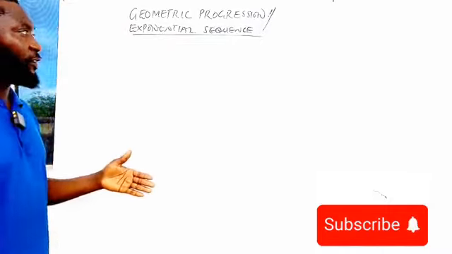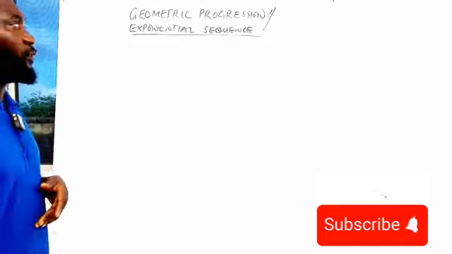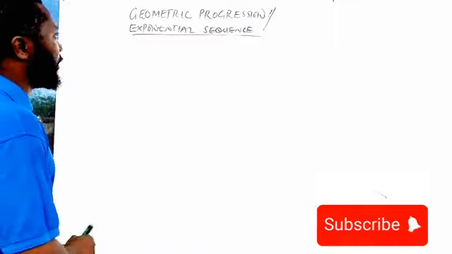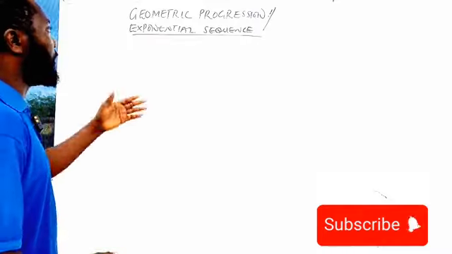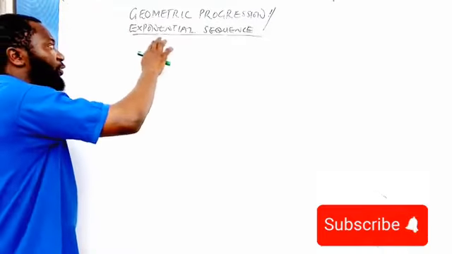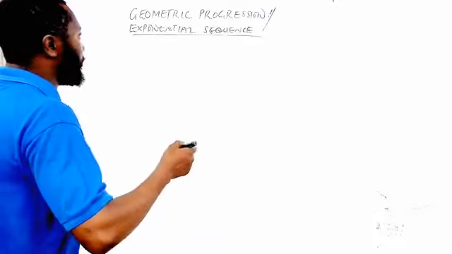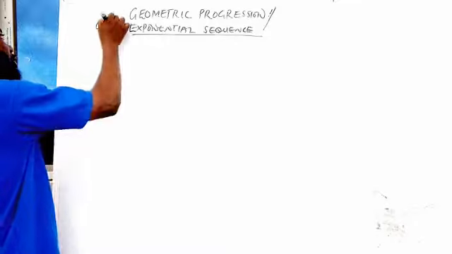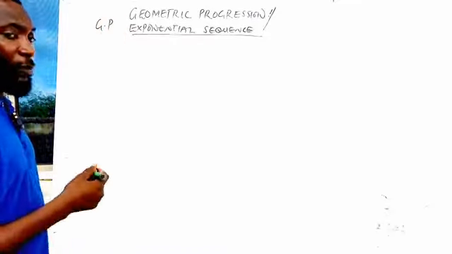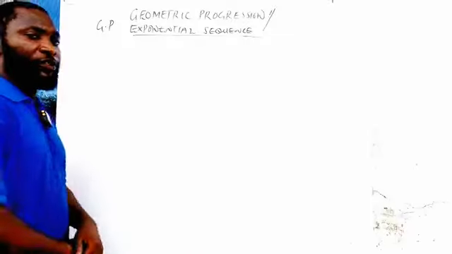In our previous lesson, we discussed the linear sequence, which is also known as arithmetic progression. Now in this lesson, we want to talk about geometric progression, which is also known as exponential sequence. The short form of this, we use a GP. The other one, arithmetic, that was an AP.